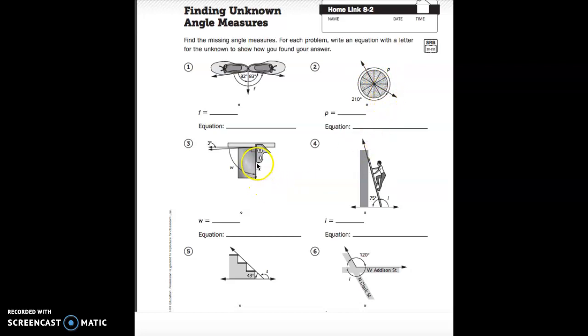Let's look at this angle. This angle here measures 90 degrees. It's the corner of a table. I know that this little angle here is 3 degrees. So what would be the measure of angle W? Well, if I know that this is 90 and I know that this is 3, then 90 degrees minus 3 degrees will give me the measurement of this unknown angle.